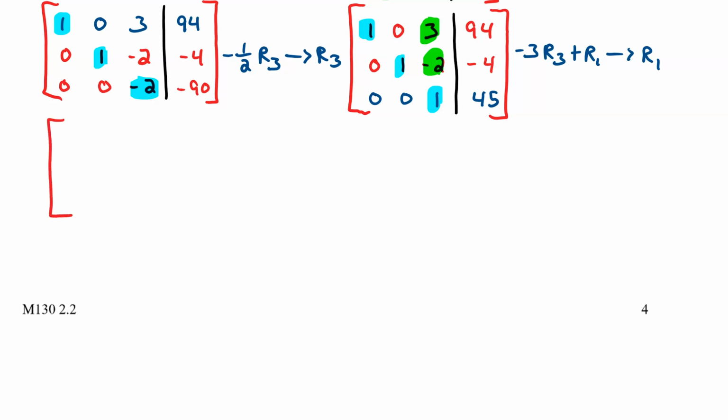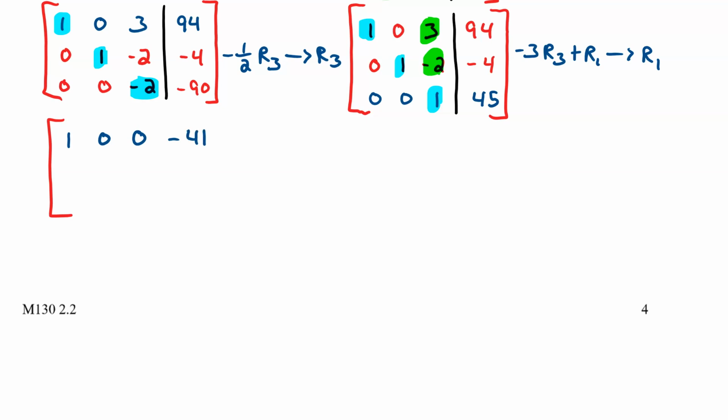So our new top row will have entries of 1, 0. We will have a 0 right here. And then we would do -3 times 45 plus 94, which will give us a -41.